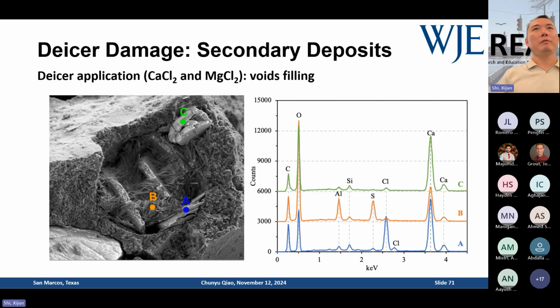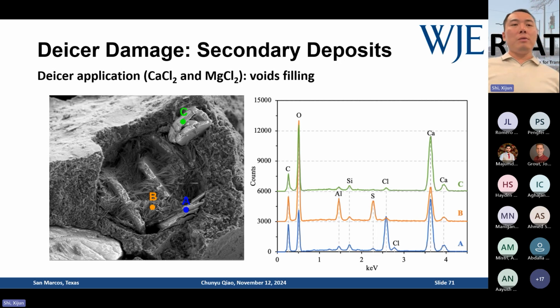So I break a piece of sample and put it into the SEM chamber. I found an air void. The image on the left is a fracture surface, and that's an air void. You see this air void is filled with all different kinds of crystals, right? Some are needle-shaped, some are plates, and some are longer, elongated, or layered. So I identified 3 different kinds of crystals filling this air void. Do you follow? That's an air void, right?